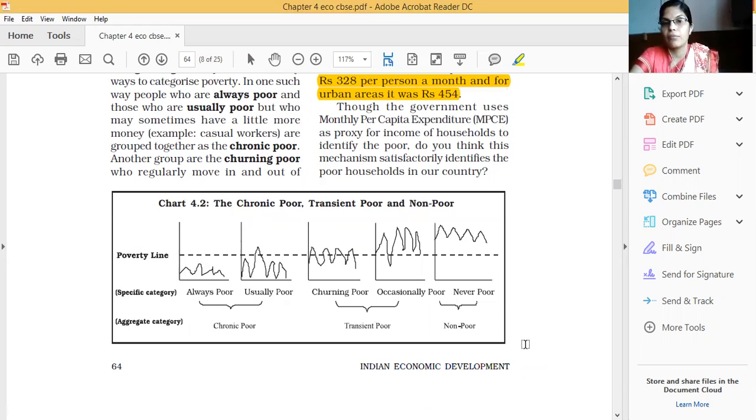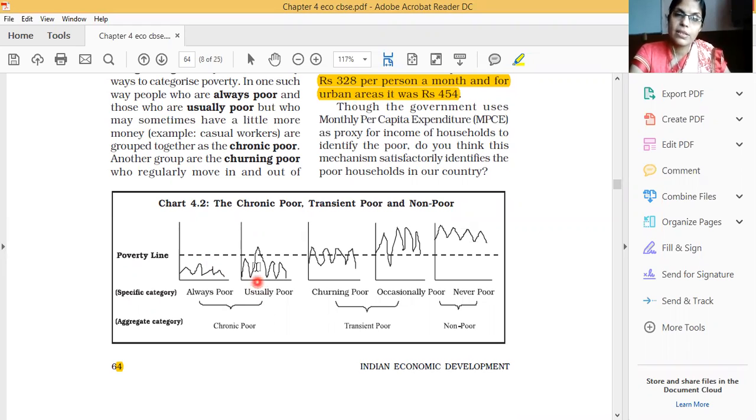Graph diagrams are given here. This is the poverty line. Lower than this poverty line, a person is always poor and cannot get enough income. You can get an idea from this; it is very easy to understand. So below the poverty line, a person who is living there will always be poor.